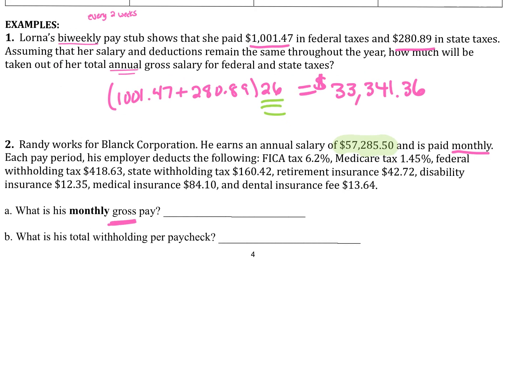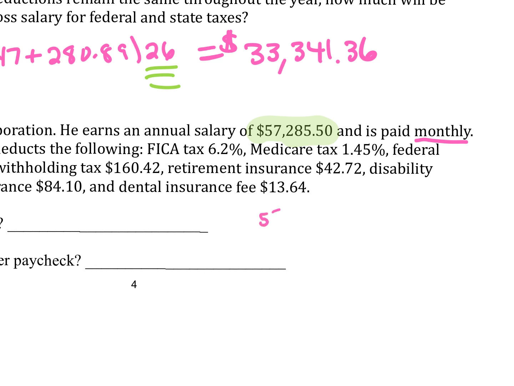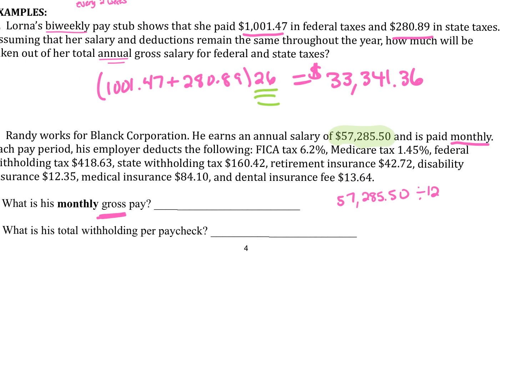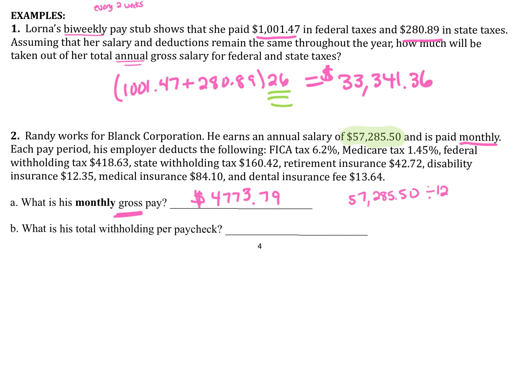And so that means we are gonna take our 57,285.50, and we're just dividing that by 12, right? So that's not dealing with all of those deductions. So we're gonna have 4,773. That's just taking the total and dividing that by 12. That's his salary divided by 12, that's what his monthly gross is.